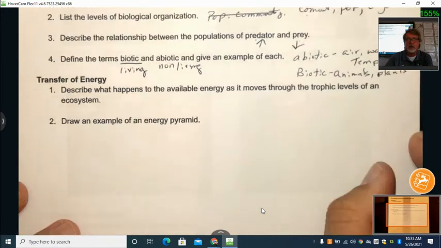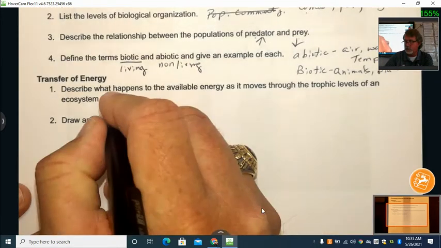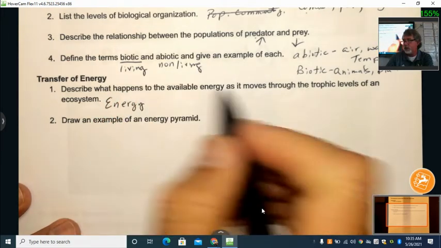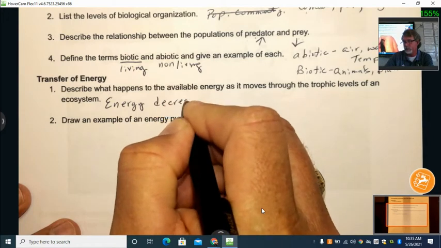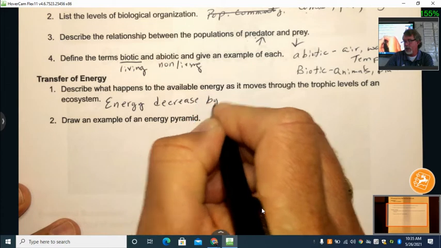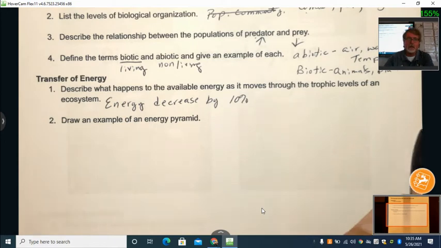All right, describe what happens to the available energy as it moves through the trophic levels of a system. So the energy is going to do what as we go up? Right. It decreases by 10% each time, okay? So you have 10% less each time.